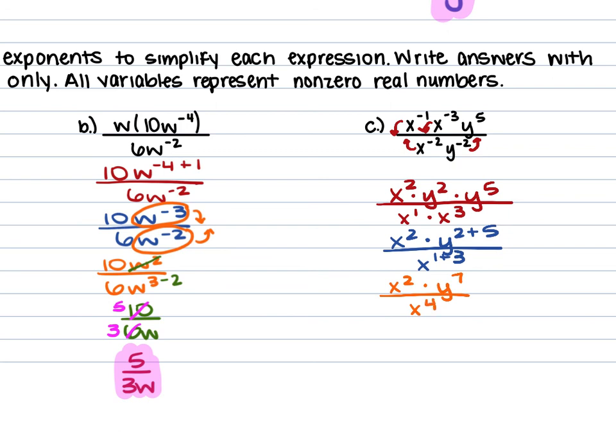Now between my x values, I have an x on the top and on the bottom. That 2 is less than 4, so I'm going to end up with my x value on the bottom, and I'm going to subtract those exponents. So I'm going to cancel out the one on top, take 2 away from the 4. This is going to leave us with y to the 7th power over x to the 2nd power.